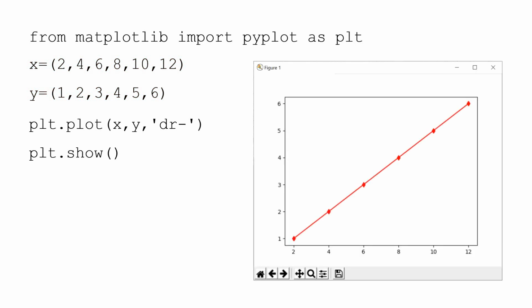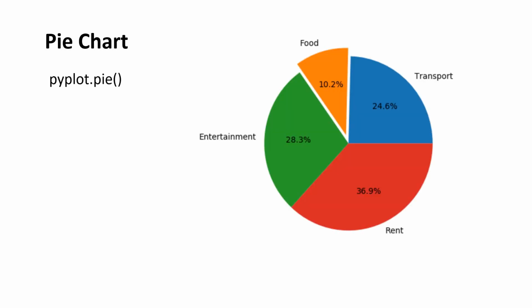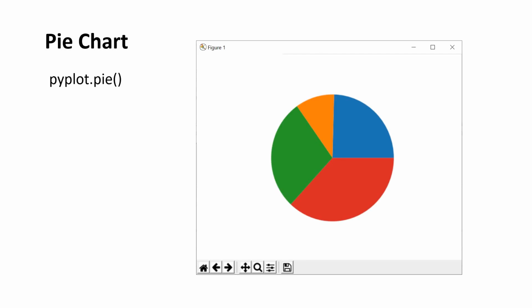So this was about plotting points and lines and curves. Now let us see how to plot pie charts. The pie function of the pyplot module is used to plot pie charts. The pie function takes a list of numeric values as arguments and plots these values in a pie chart.